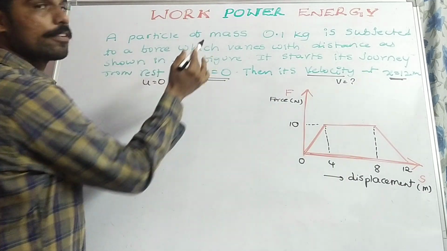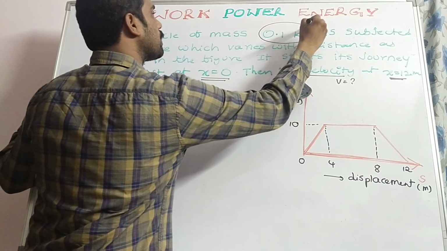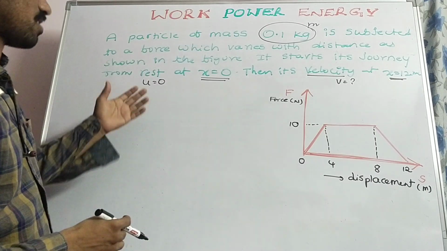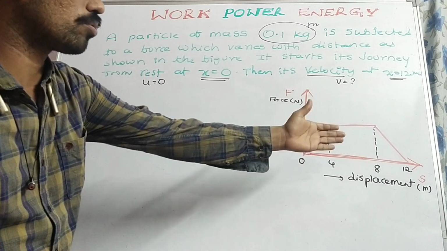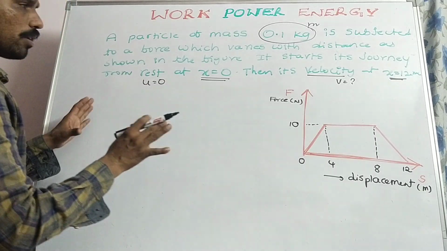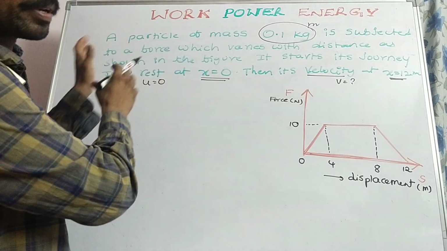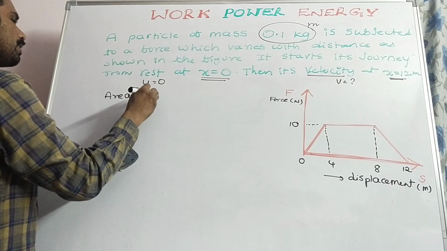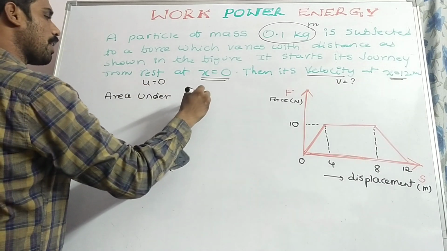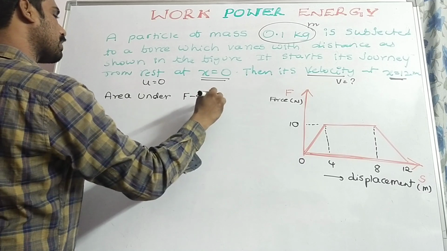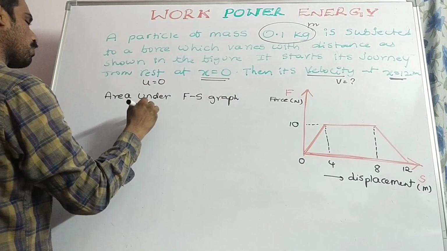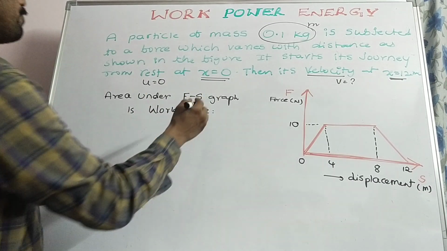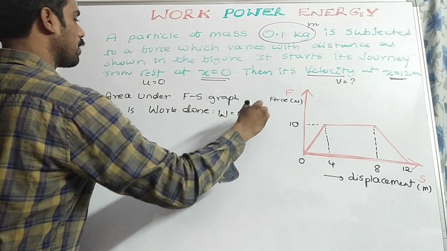Of course, here a particle of mass m is given, that is 0.1 kg, subject to a force which varies with the distance, from x is equal to 0 to 12 meters. Now, this type of model problem is discussed in the previous part 1, I think. Area under the F-s graph is work done. And here it is also mentioned that work is equal to area.